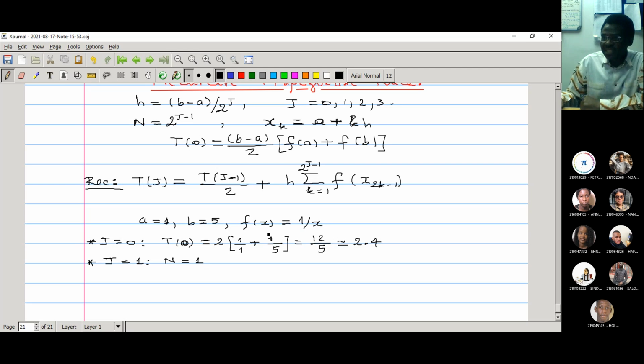Right. And what is H? Now we divide by what? We divide by 2, because J is 1, right? This is H. J is 1, so we divide 4 by 2, which is 2, right? Are we together? H is 2, isn't it?